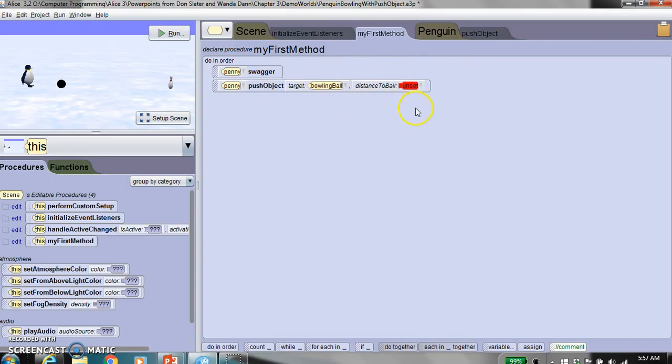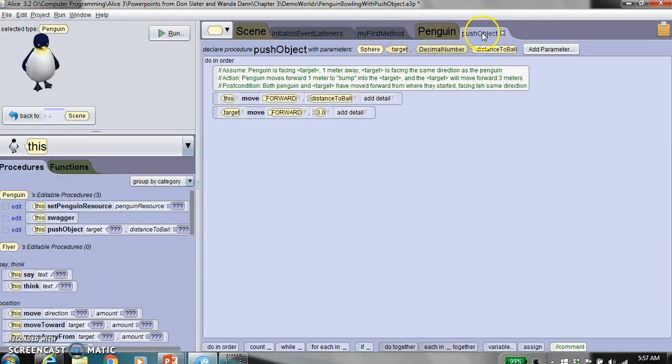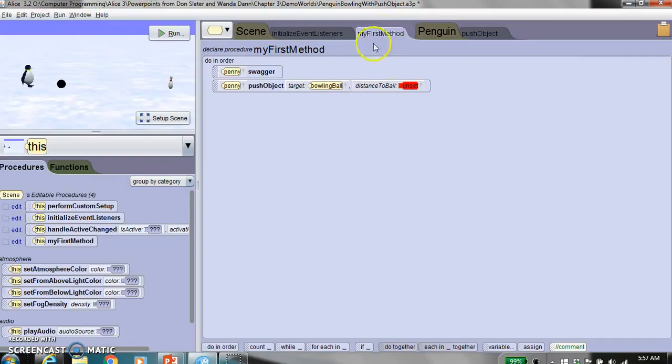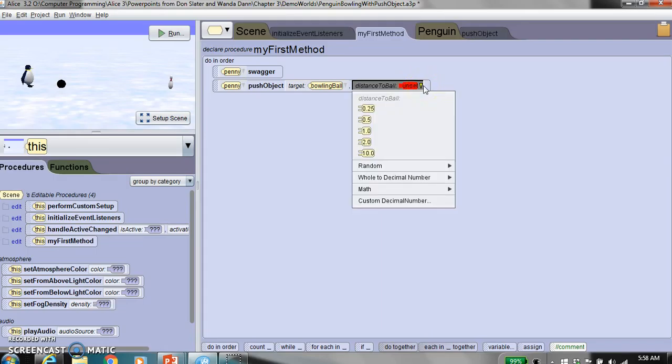And look, do you see that red right here? It's telling me, hey, you never set the distance to the ball. You never told us what number to put in. So right here is in distance to ball and in target, because those are our two parameters, these are undefined terms. They get defined in my first method, or wherever you call your method called push object. Okay, so you can see right now they said the target was a bowling ball. That works out because that's a sphere, and we need to set the distance. So I'm just going to make up a number. I can't remember what they said before.